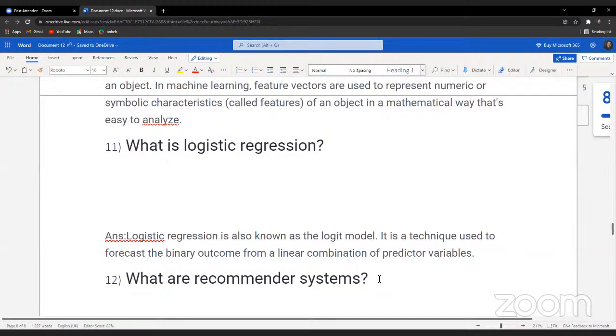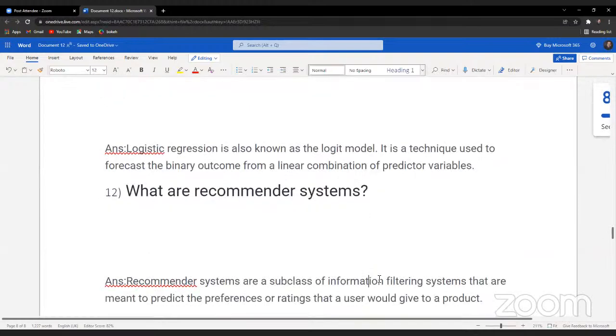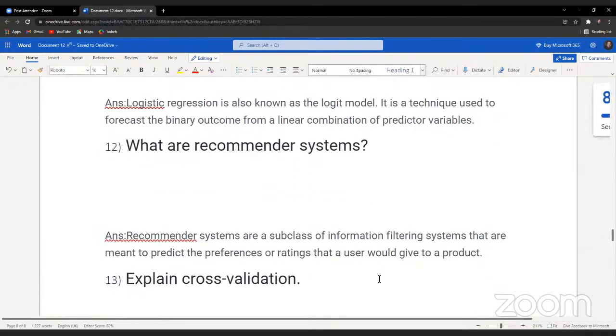Now, as we're looking into this, what are recommender systems? Recommender systems are a subclass of information filtering systems which are meant to predict the preferences or ratings that a user would give to a product. This is called recommender systems.